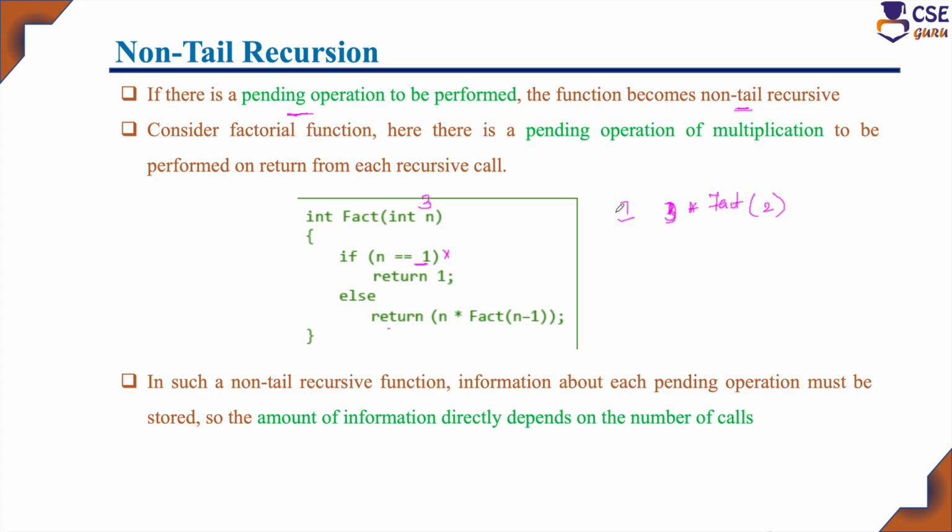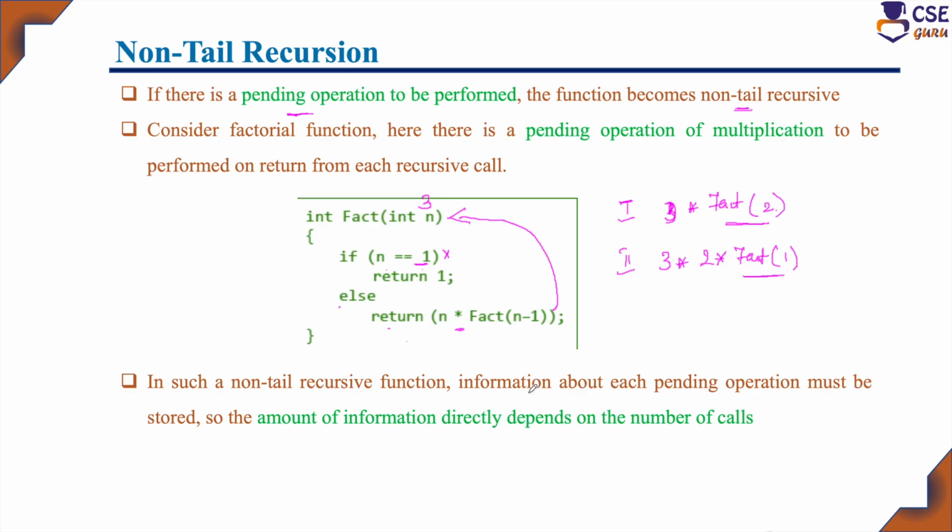So here, when the first recursive call is made, a pending multiplication operation needs to be performed. The multiplication is not completed. Only if you get the result for this fact of 2 can you implement this multiplication. So in the second recursive call, also 3 into fact of 2, it will check whether the n value is 1. No, the condition fails. It will come to the else part and implement this return statement. So here n into fact of 2 minus 1, where the n value is 2, so 2 into fact of 1.